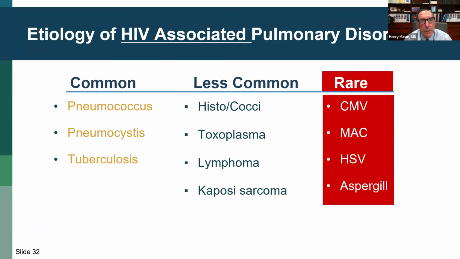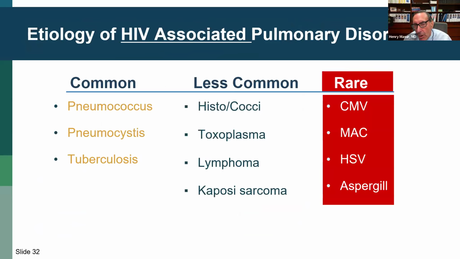So what are the etiologies of HIV-associated pulmonary disorders? The things on the left are common, and although I'd like to think that pneumocystis is the most common cause of HIV-associated pulmonary disease, it's actually pneumococcus. But pneumococcus, pneumocystis, and in the right epidemiologic situation, TB are the most common.